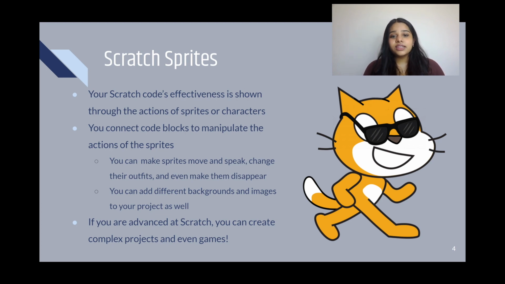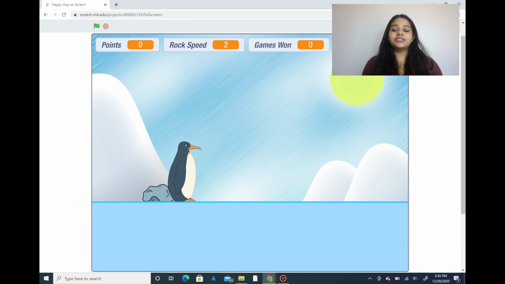But let's take a look at this game to see essentially what I did and what kind of projects you guys can make. Hey guys, so this is the game that I've created. It's called Happy Hop. It's completely made using Scratch, and it's about a penguin who has rocks coming at it, and it has to jump over all of the rocks. As soon as the user hits 25 points, they've won the game.